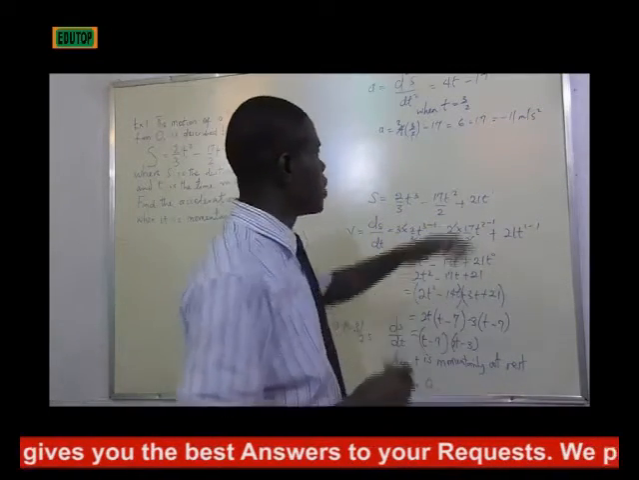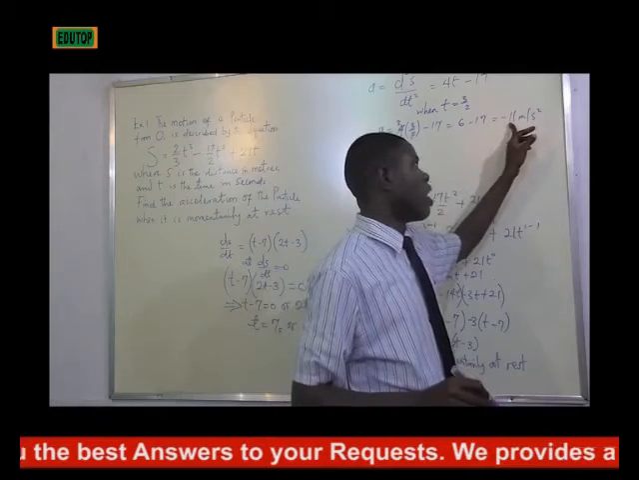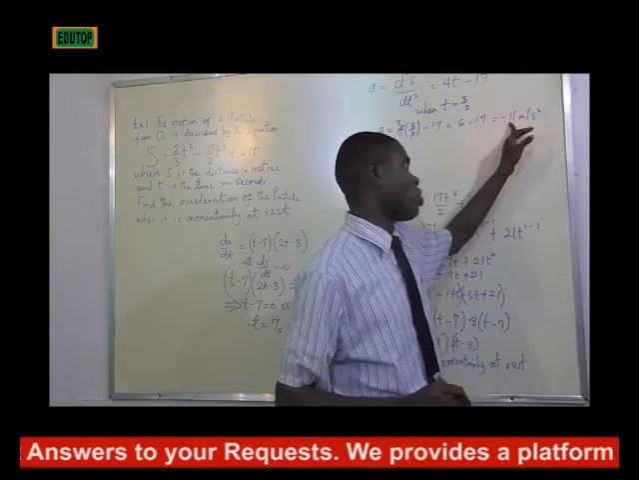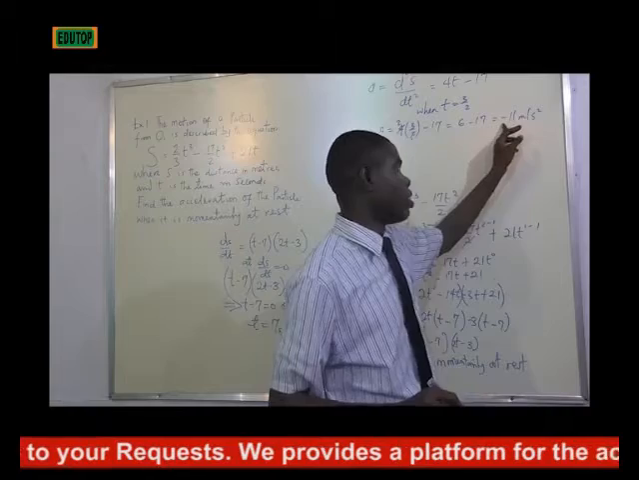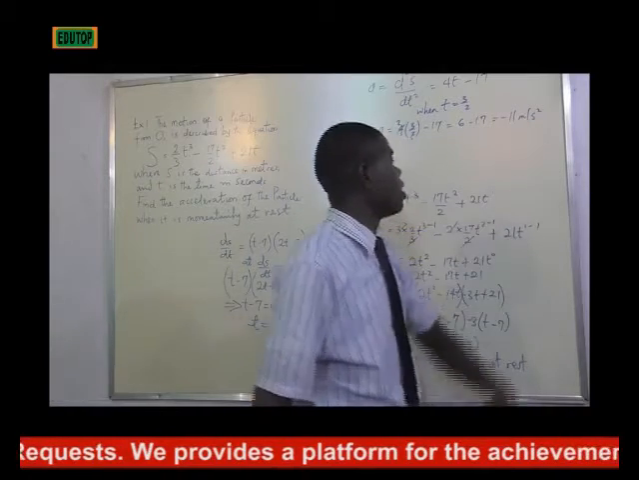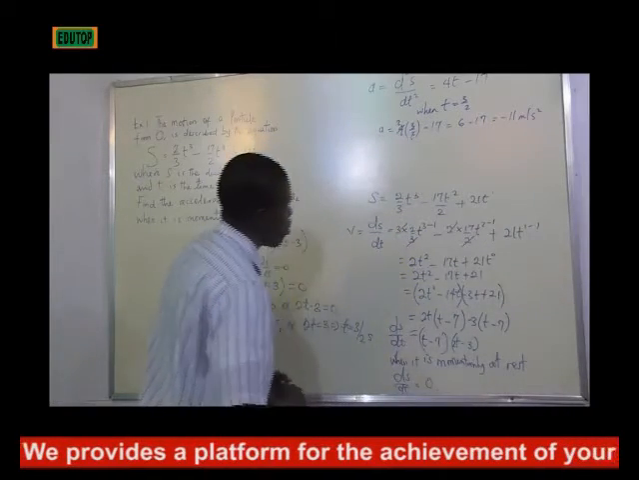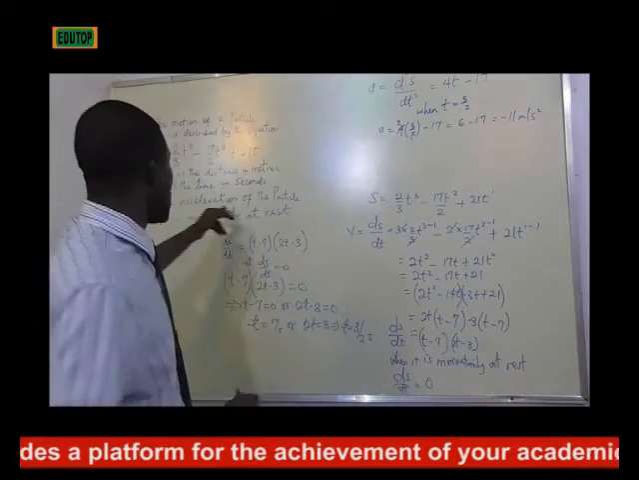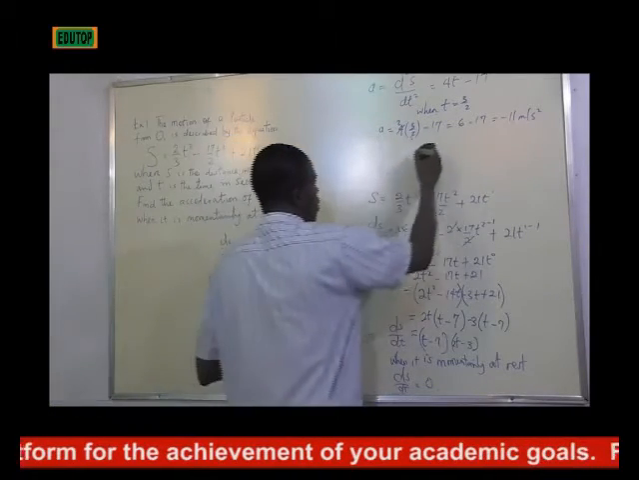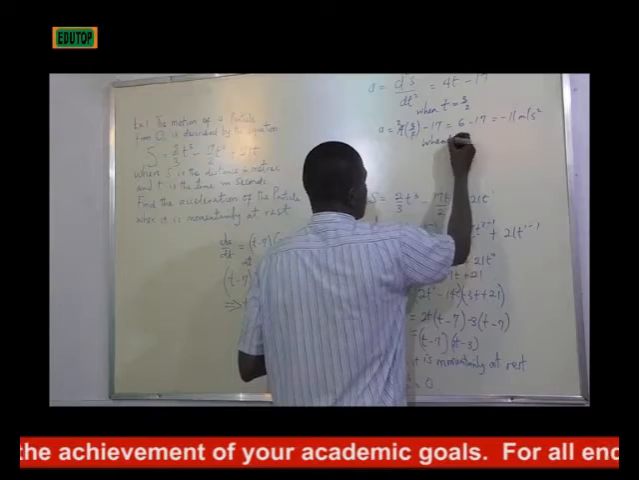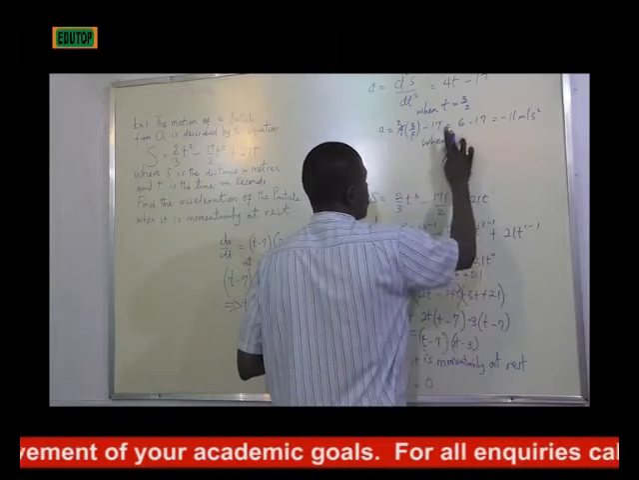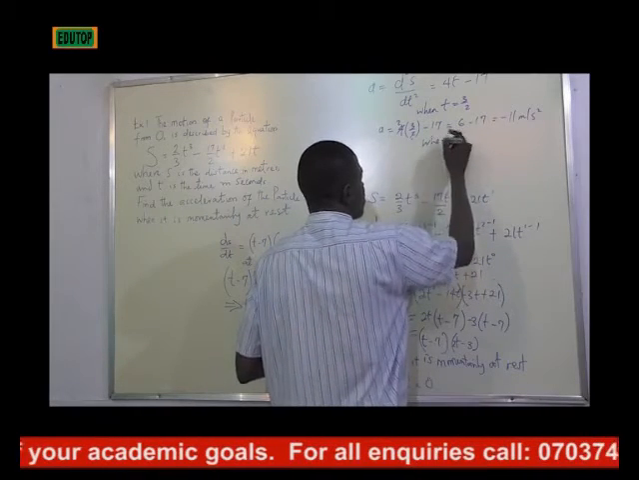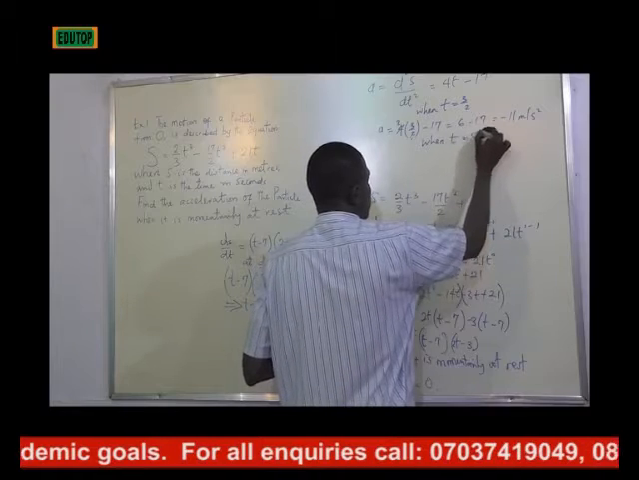This one is telling you that it is what? Deceleration or retardation, because when you have your acceleration negative, it is talking about deceleration or retardation. But the question asks us to find the acceleration. So let's try the second one, when t is equal to 7 seconds.